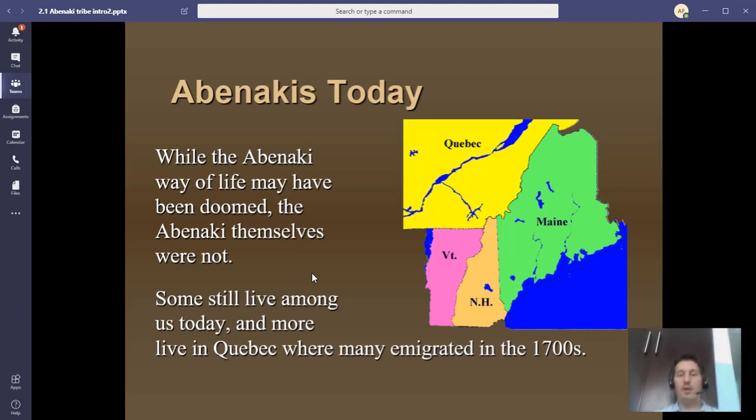And this is the area where they live. So here is the northeast part of the United States. Here's Canada and Quebec. So you see Vermont, New Hampshire, Maine, Quebec. And some still live among us today.